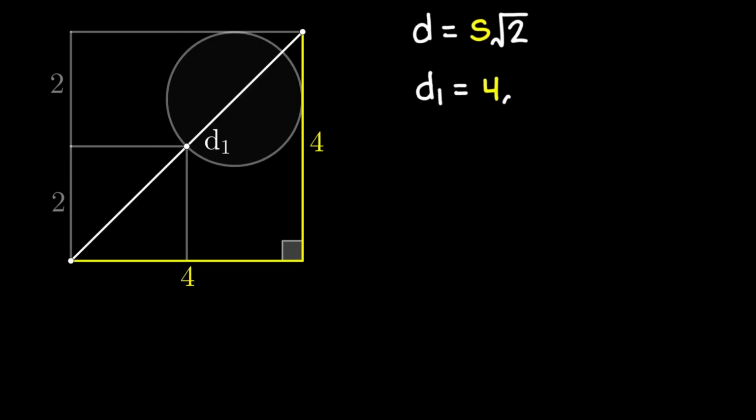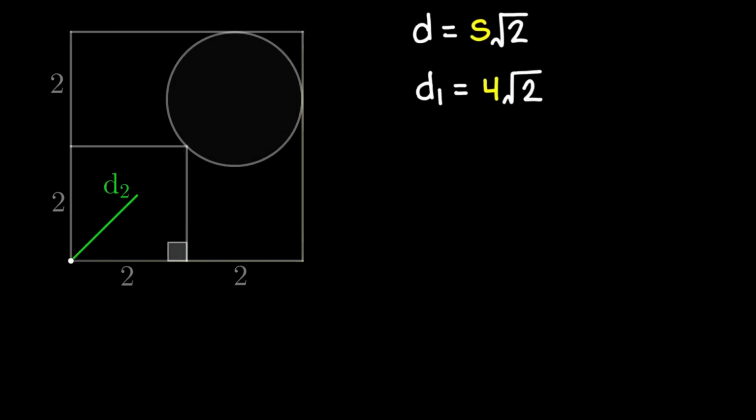Let's refer to the diagonal of the large square as d1. We already know that the diagonal is equal to the side times square root of 2. The side length of the large square is 4, so substitute into the equation. d1 equals 4 times square root of 2. Next, let's refer to the diagonal of the small square as d2. The side length of this square is 2 units. Hence, the diagonal d2 is equal to 2 times square root of 2.